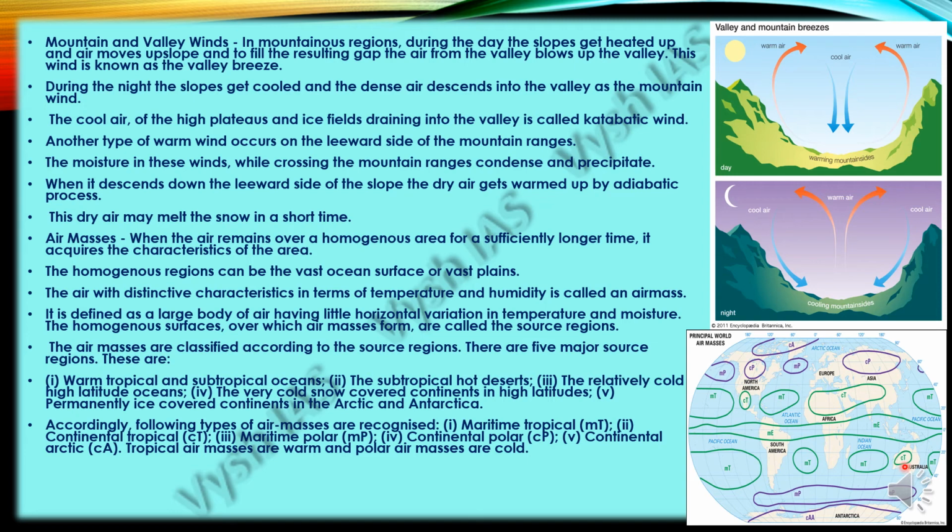Then we have the maritime polar, MP, which is over here in purple, in between CP, and CP is our continental polar. You can see it is named according to the place also, where it is a polar region. Then the last one is the continental Arctic, CA. Our CA is right here on top and right here in the bottom. Tropical air masses are warm, and polar air masses, obviously, will be cold because of the region.